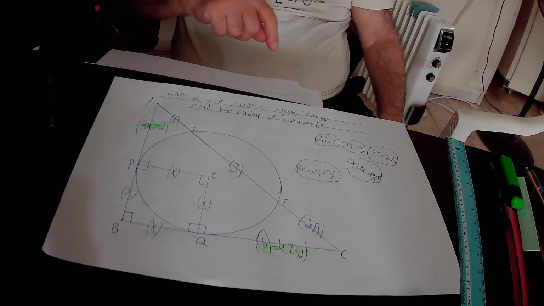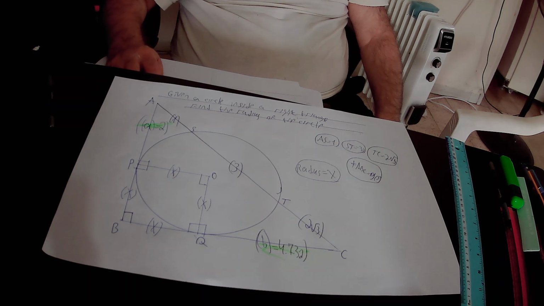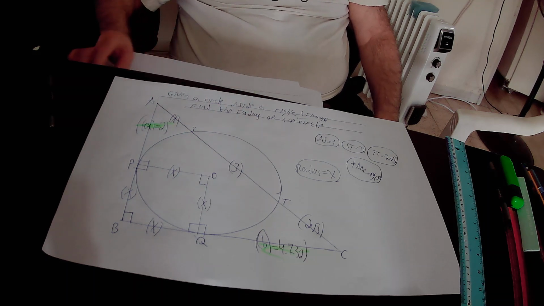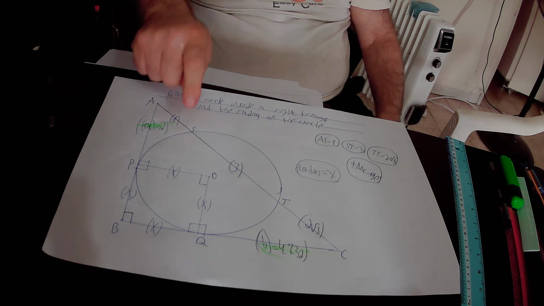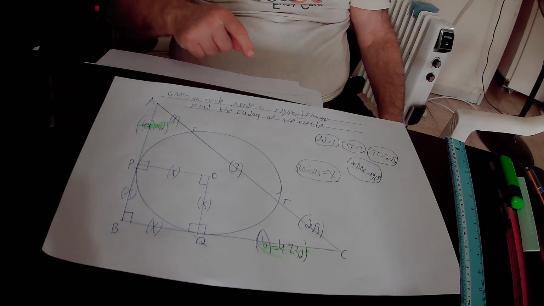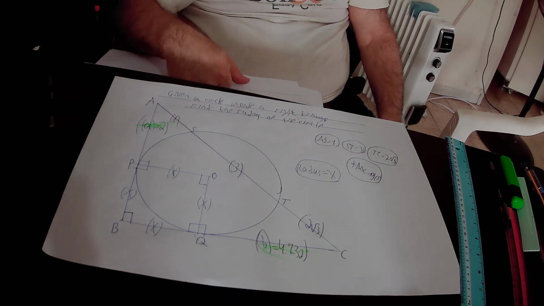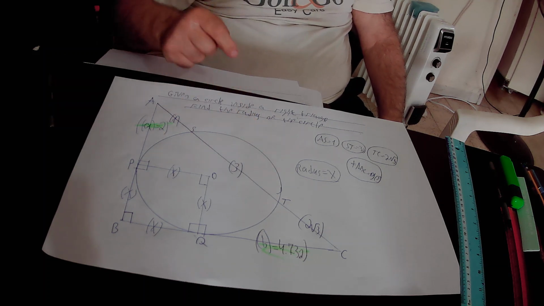In this lecture, we find the radius of this circle. In the drawing, we have a right triangle ABC, with angle ABC equal to 90 degrees, and inside this right triangle we have this circle. Our mission is to find the radius of this circle.